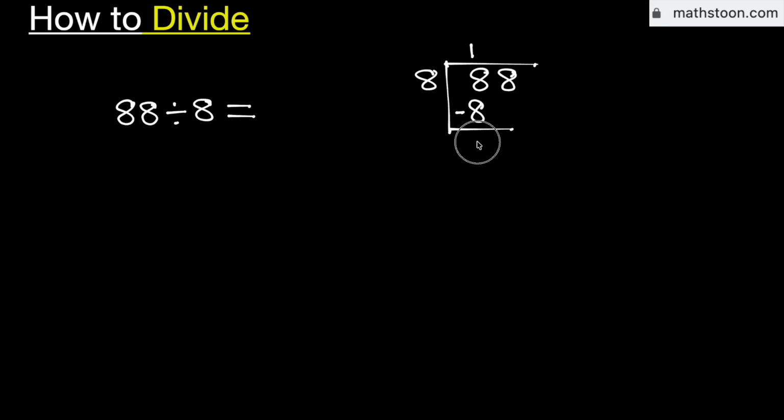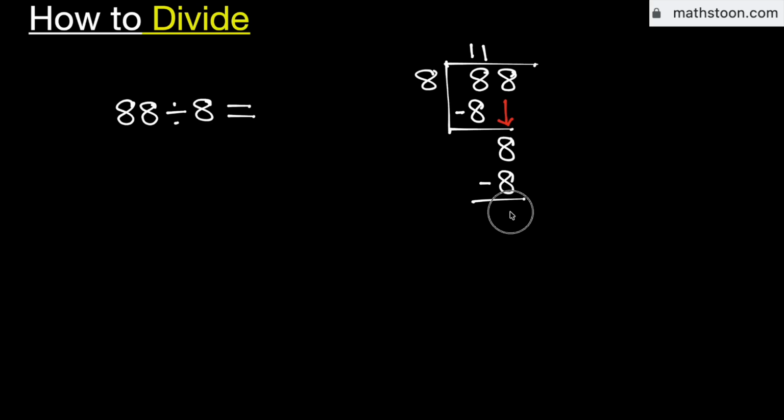Subtract, we get 0. Now this 0 is less than 8. That is why we need to bring down this adjacent 8 here. But look, this is the number 8, so we will remove this 0. And we know that 8 times 1 is equal to 8.